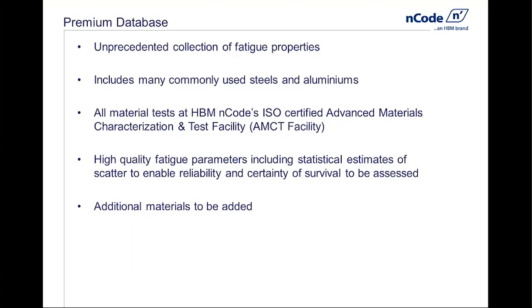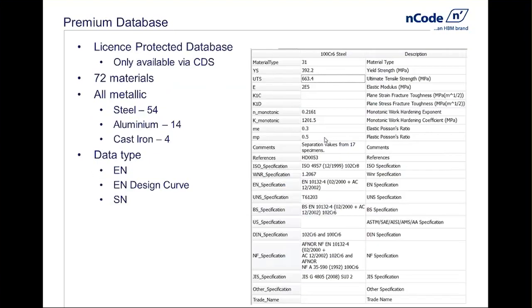And all the fatigue parameters are based on statistical estimates and scatter to enable reliability and certainty of survival to be assessed. And the plan with this database is to add materials every year, probably with intermediate releases during the year, adding a total of about 20 to 30 materials per year. Currently on the first release, we have 72 materials in the database. That's a mixture of 54 steels, 14 aluminiums, and 3 cast irons. And this database is currently licensed under the CDS licensing system only.